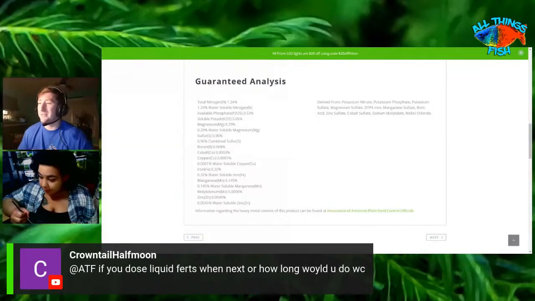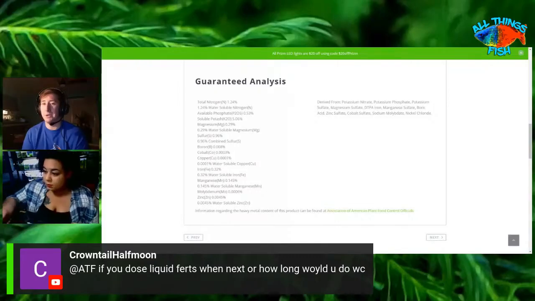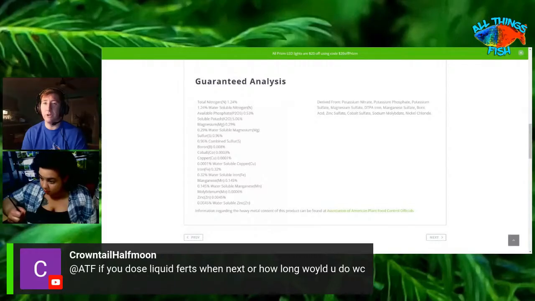Tail asked about liquid ferts: when next, or how long would you do a water change? Depends. Personally, something like Thrive, which is an all-in-one, is based loosely on the Estimative Index method. The Estimative Index method is basically a dosing regime where you make sure that no single nutrient is ever a limiting factor. That's a theory that was introduced to the hobby by Tom Barr, based more or less on Liebig's law of the minimum, where no single element is the limiting factor for plant growth.